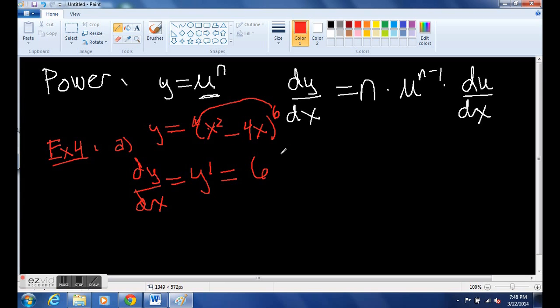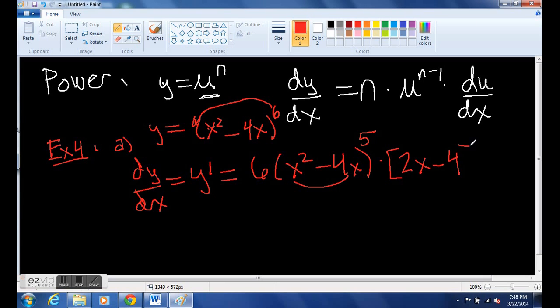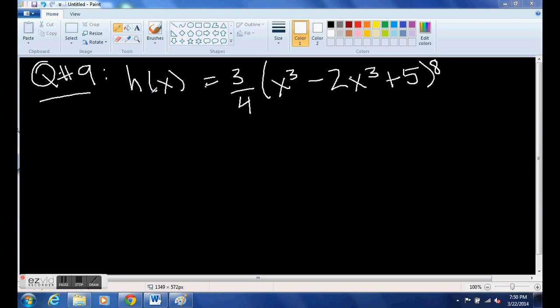6 jumps in front of the bus. x squared minus 4x. You subtract 1 here, so that becomes 5. And now we take the derivative of what's inside and multiply everything by this derivative, which is 2x minus 4. And then you can do some simplifying. So I'm going to do another example here that sort of puts all of this together. Here's number 9. We have h of x equals 3/4 times x to the 5th minus 2x cubed, plus 5, I say. 2x cubed plus 5.